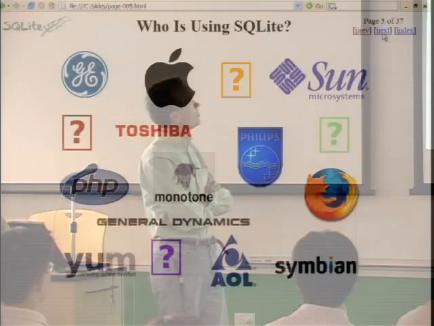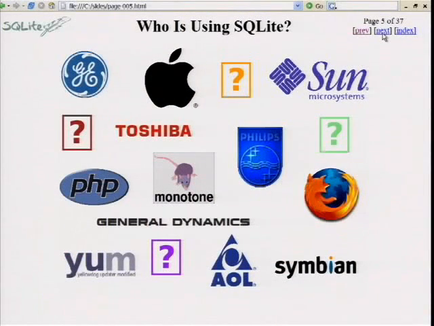It's out there, it's public domain, so lots of people are using it that I don't know about. Every now and then I'll hear about somebody new that's using it. Here's some of the few icons that I collected recently. I'm told that Solaris 10 will not boot without SQLite. Firefox obviously uses it. Symbian's putting it in their operating system for cell phones.